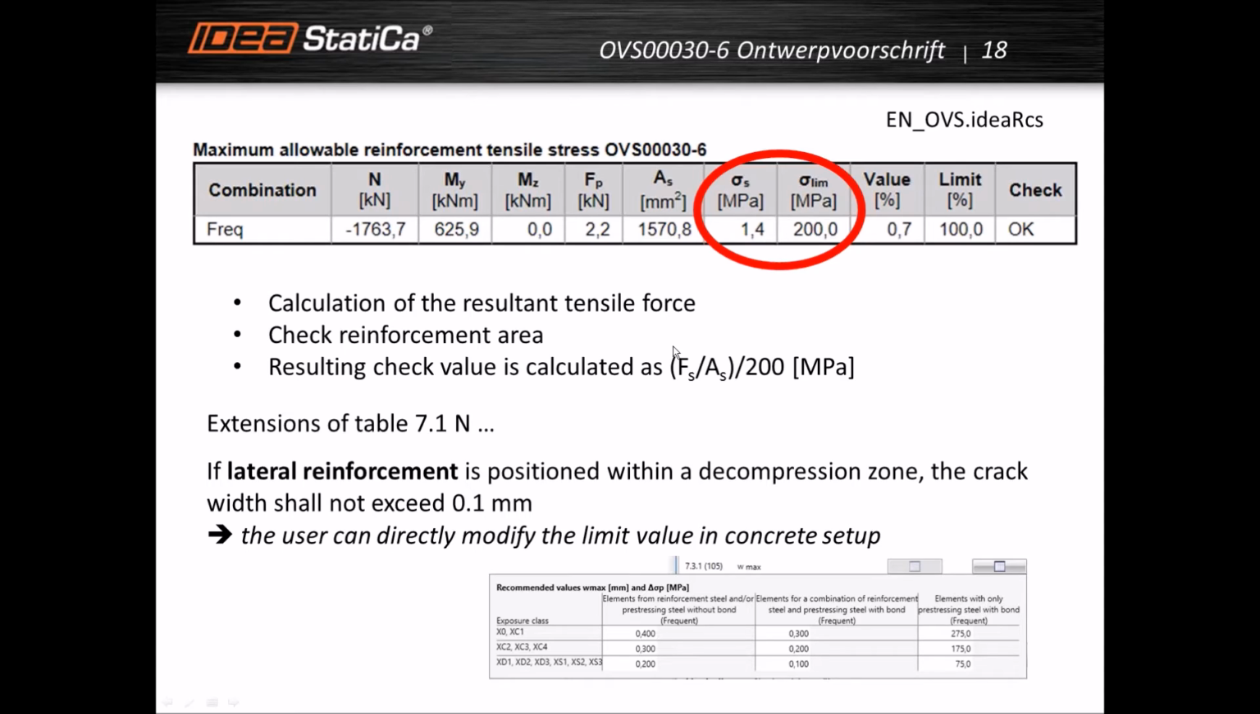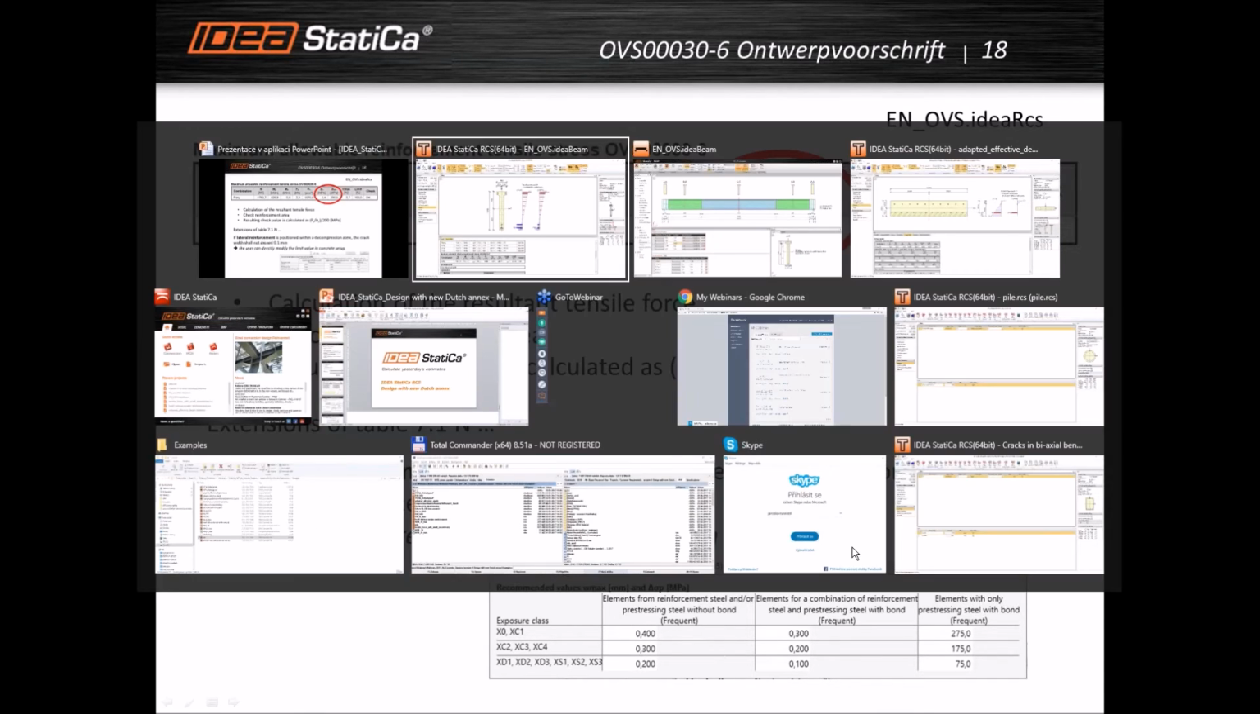There is one more requirement in OVS, and this is the extension of table 7.1n of Eurocode. They say in OVS that if you have a lateral reinforcement within a decompression zone, then the crack width shall not exceed 0.1 millimeters. Unfortunately, we cannot check in a 1D element what the lateral reinforcement is and all these things. So that's why we have to leave it to the user, and the user can directly modify the limit value in concrete setup, as you can see here in this picture.